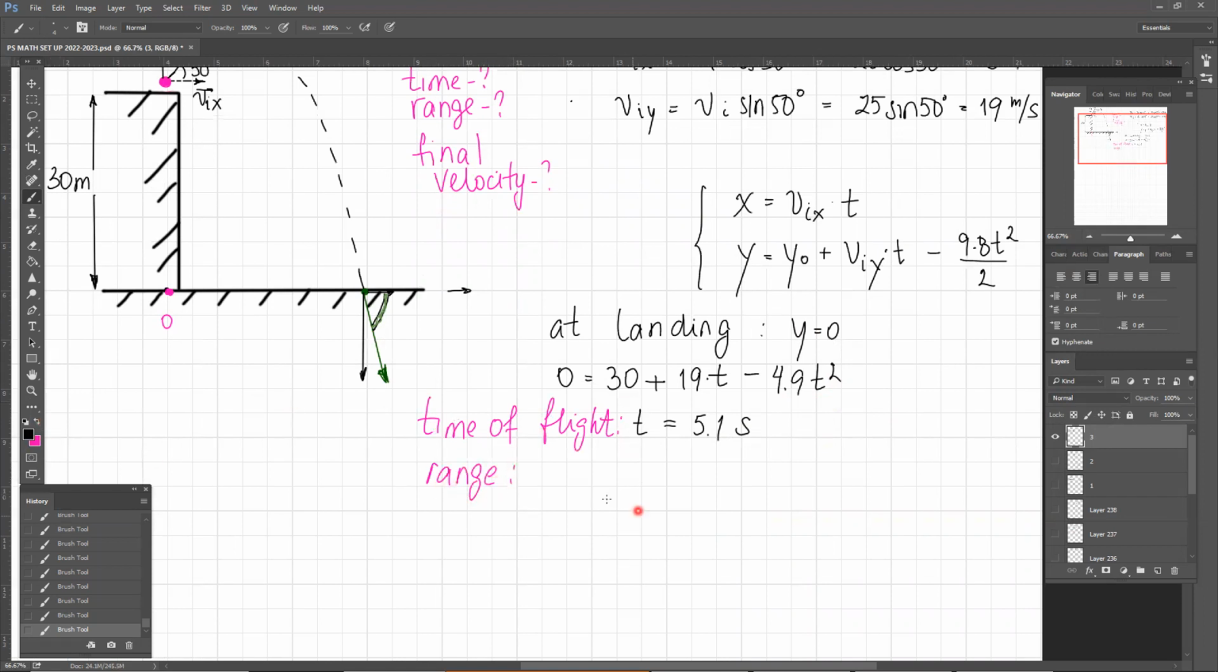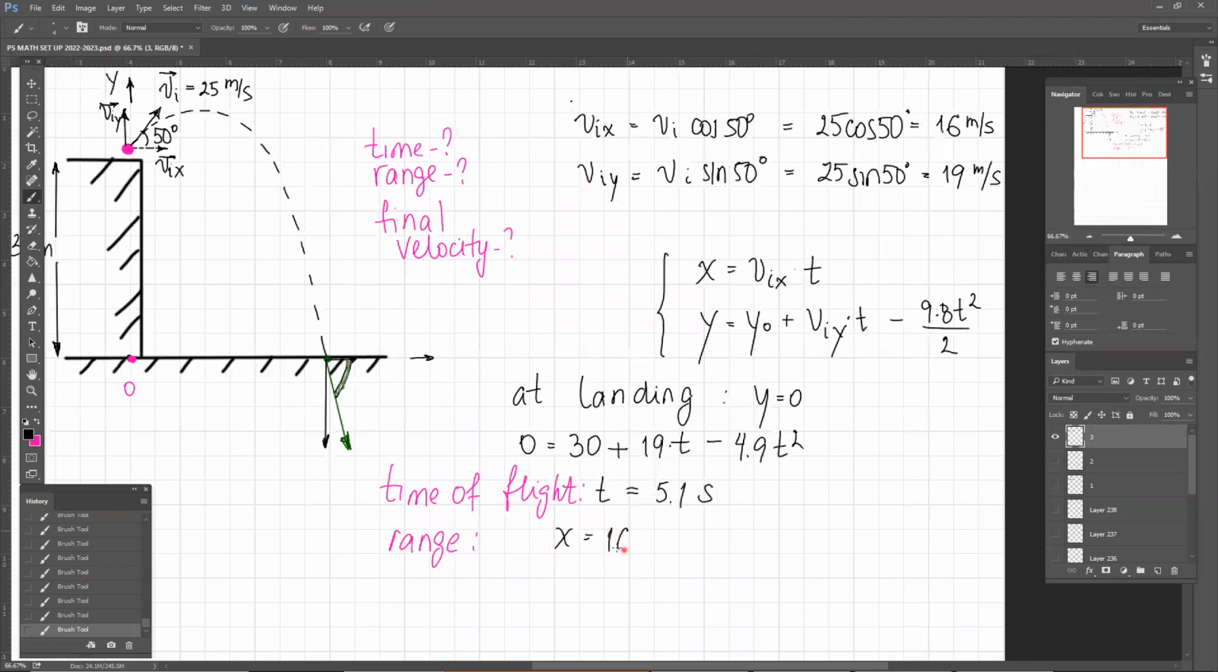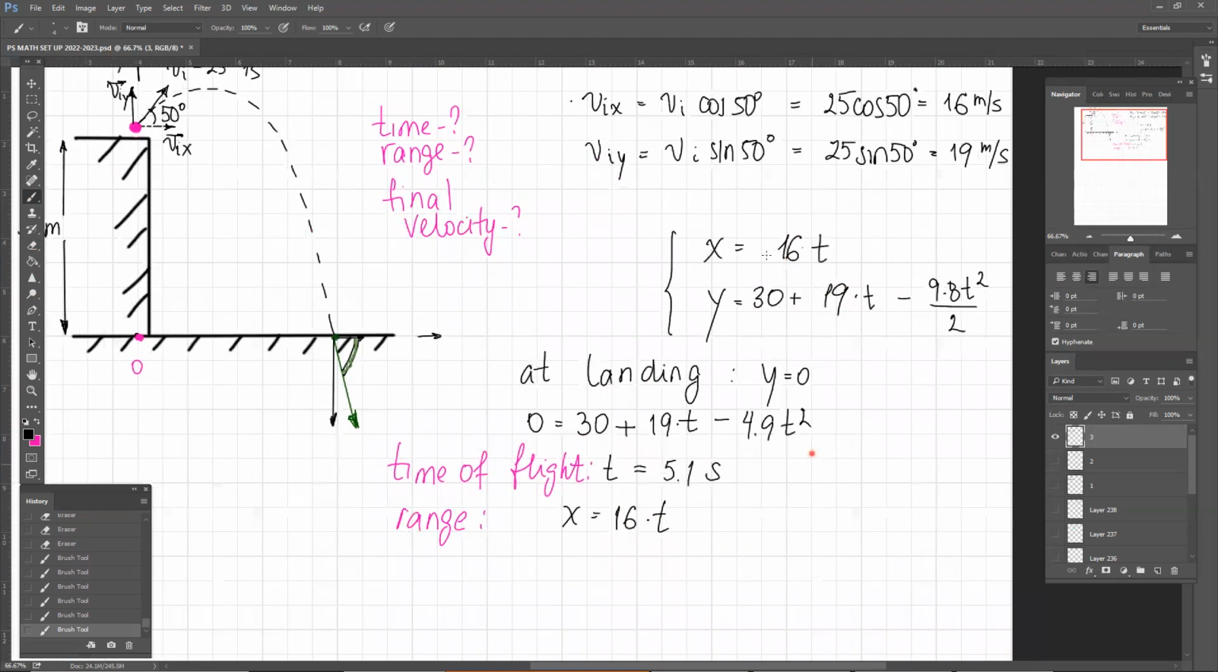Range follows the same pattern as before. Is first equation. We have 16 multiplied by time. You know what I just realized? That I usually put numbers here, and this time I did not. Not sure what I was trying to achieve. Even instead of y0, I can already put numbers. Now that's much better. That is the equation.